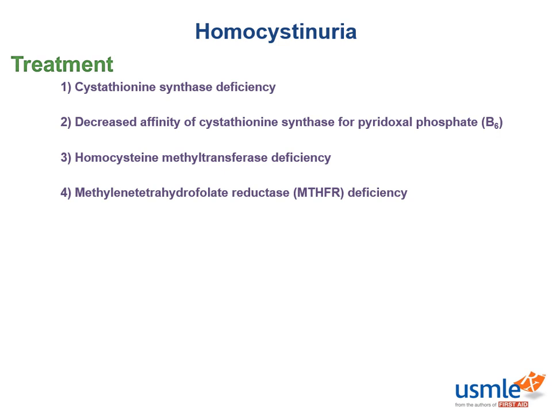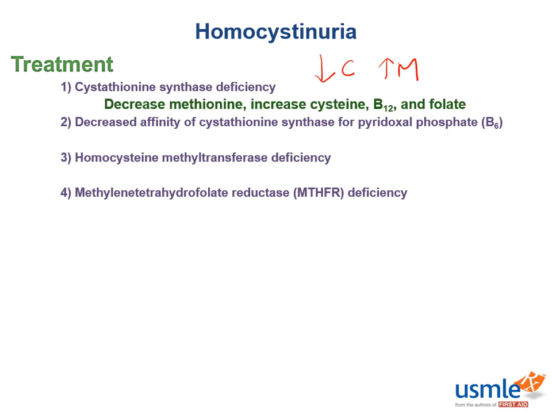Cysteine is made from cystathionine, which is in turn made from homocysteine with the help of cystathionine synthase and vitamin B6. Therefore, a cystathionine synthase deficiency would lead to decreased cysteine and increased methionine, since the excess homocysteine will be converted to methionine. This latter step will also consume a lot of vitamin B12 and folate. Therefore, to treat cystathionine synthase deficiency, you should decrease methionine intake and increase the intake of cysteine, vitamin B12, and folate. In the case of decreased affinity of cystathionine synthase for B6, this is best treated by just increasing dietary intake of B6 and cysteine.